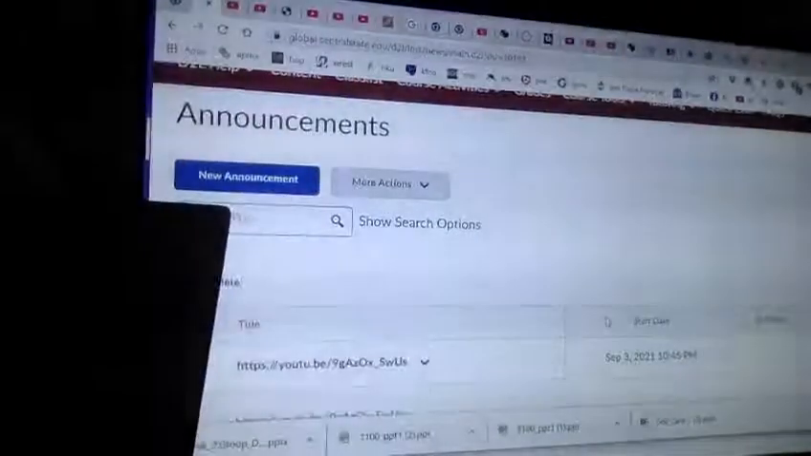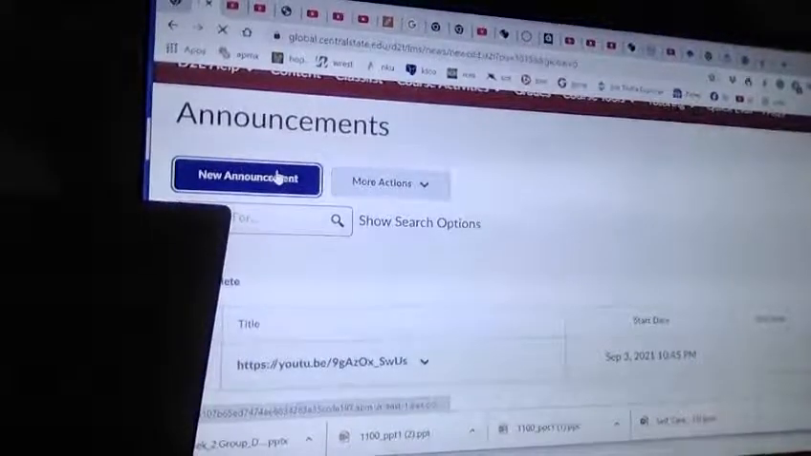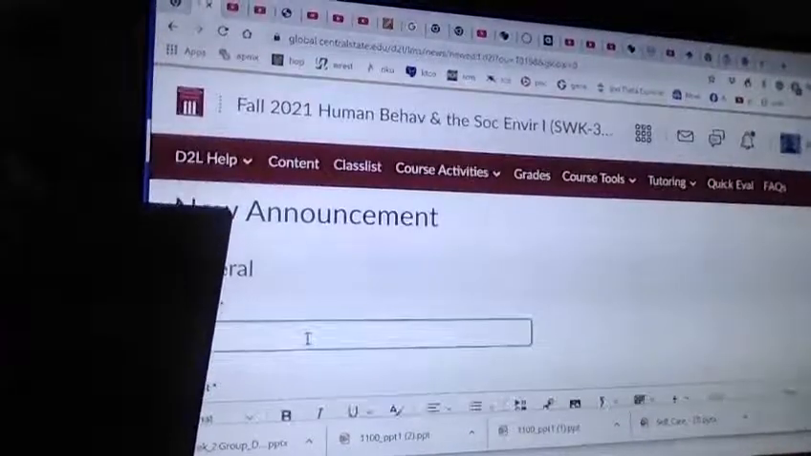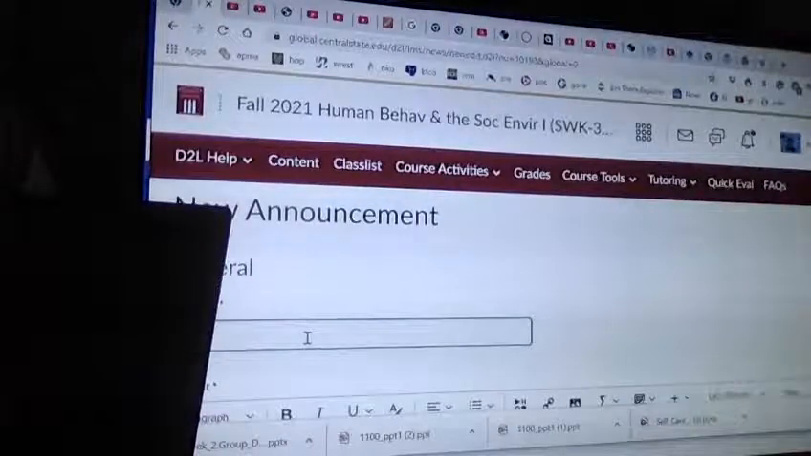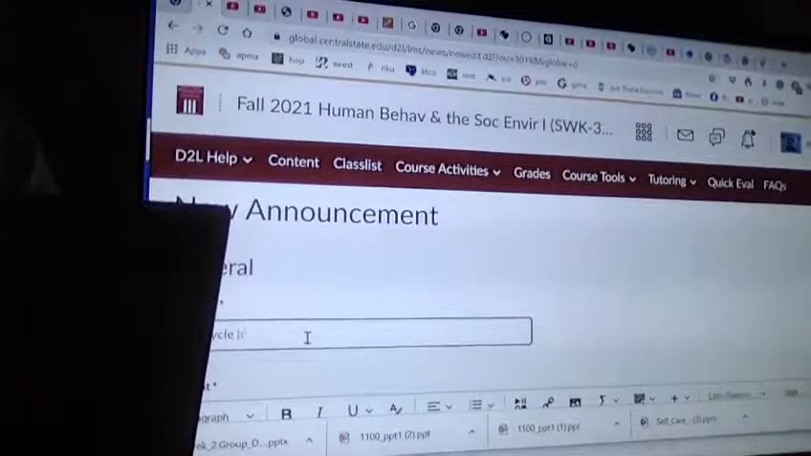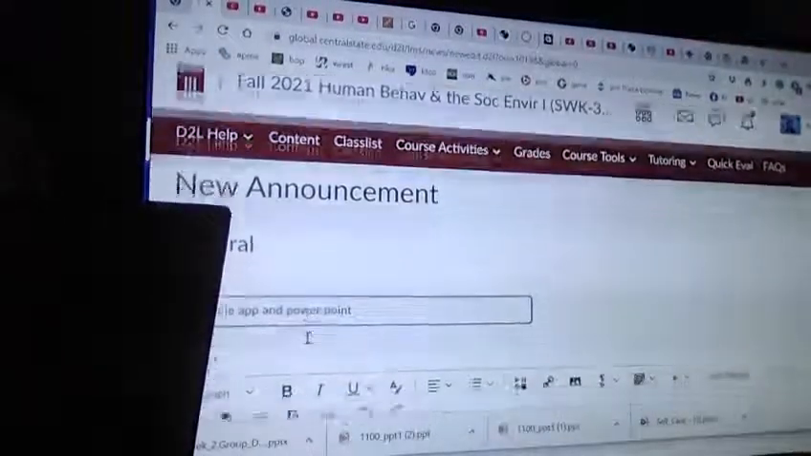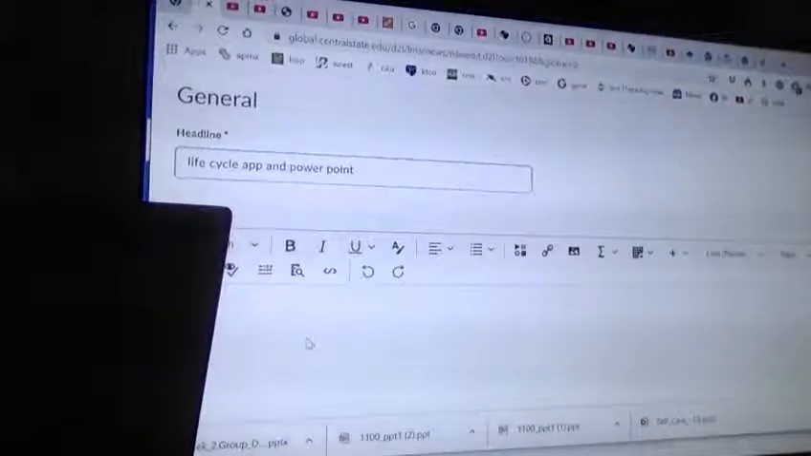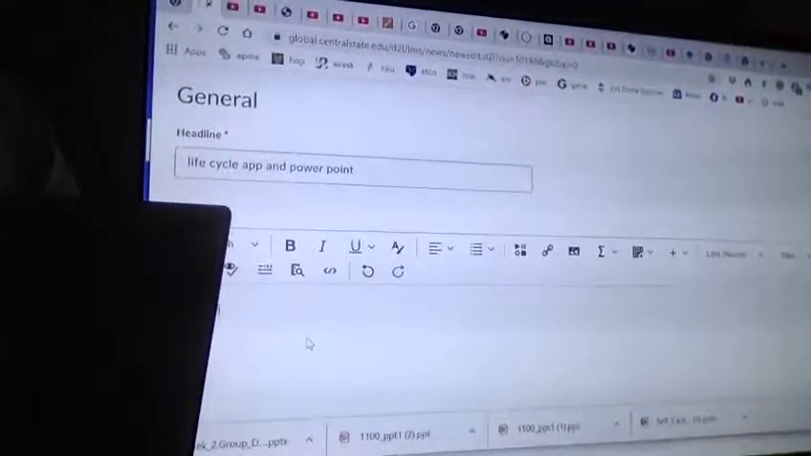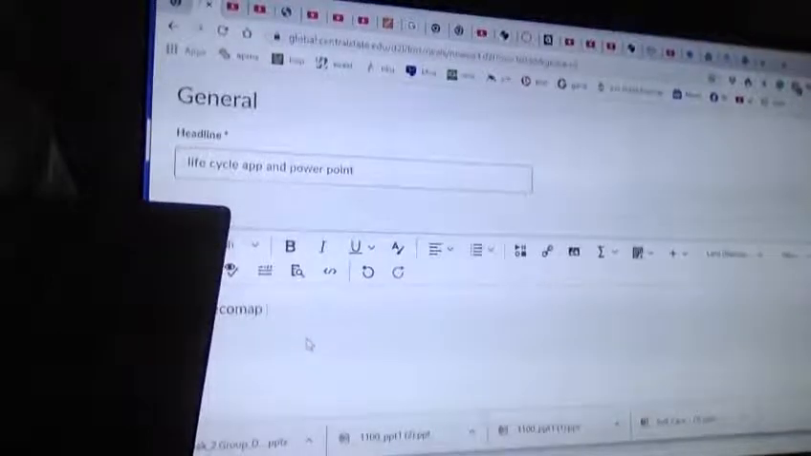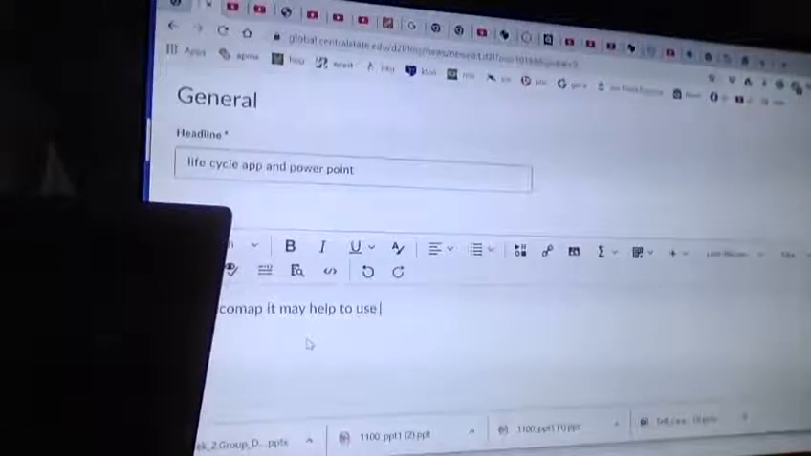What was I going to email to you? You asked for the PowerPoint? Okay, let's do that. So new announcement. Let's say Life Cycle was the app, right? Life Cycle app and PowerPoint. This is how you remember to do things when you get old and you forget to do things. For the eco map, it may help to use the Life Cycle app.